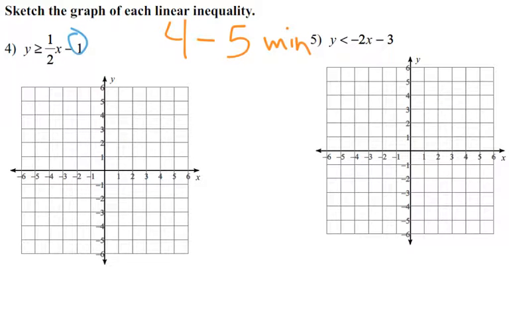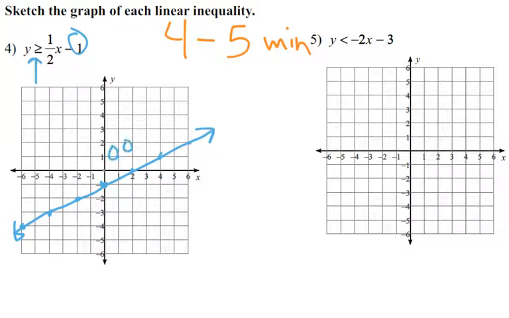So, negative 1, start at negative 1. Slope of 1 over 2, it's positive, so I know I'm going up and to the right or down and to the left. So up 1 to the right 2 or down 1 to the left 2. That's the pattern we follow. So our points should have been here and here. Okay, it's got the equal to, so I know it's a solid line. That's the first step.